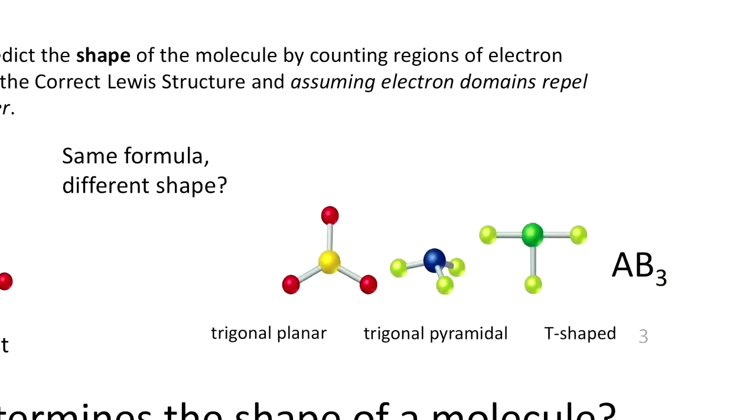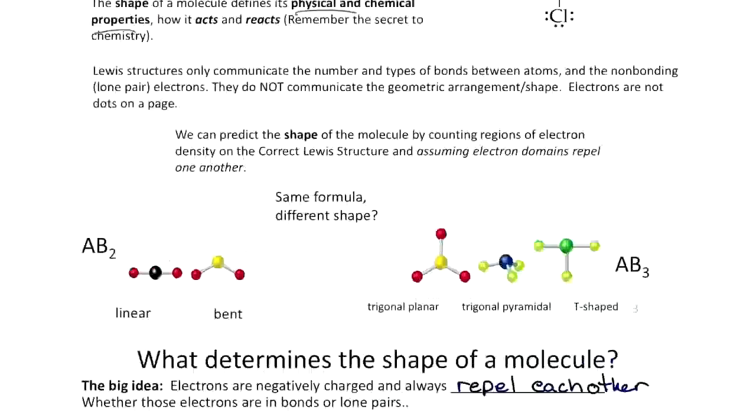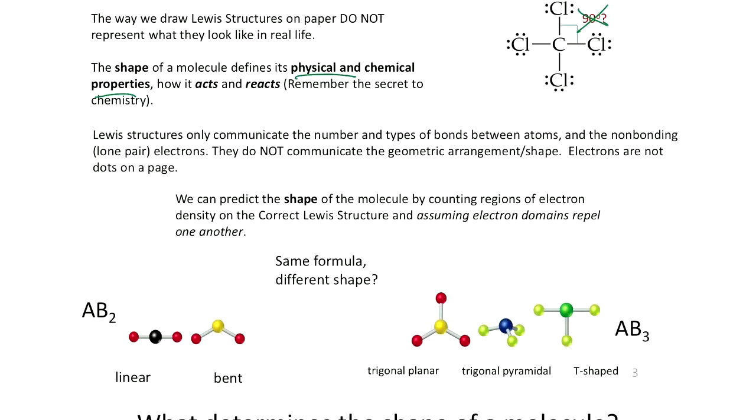Or in this example, AB3, so 3 outer atoms around our central atom. There's a lot of different ways that those 3 atoms can arrange themselves. And again, there's a way we can predict how those atoms arrange themselves. Here, they can be flat with one another. The 3 atoms can make a pyramid, or they can make a T shape. There's a very systematic way we can determine shape. So molecules can have similar formulas, but different shapes.